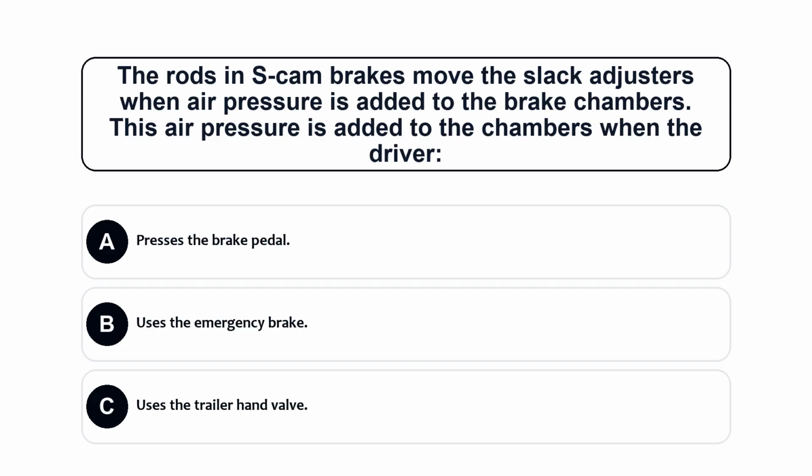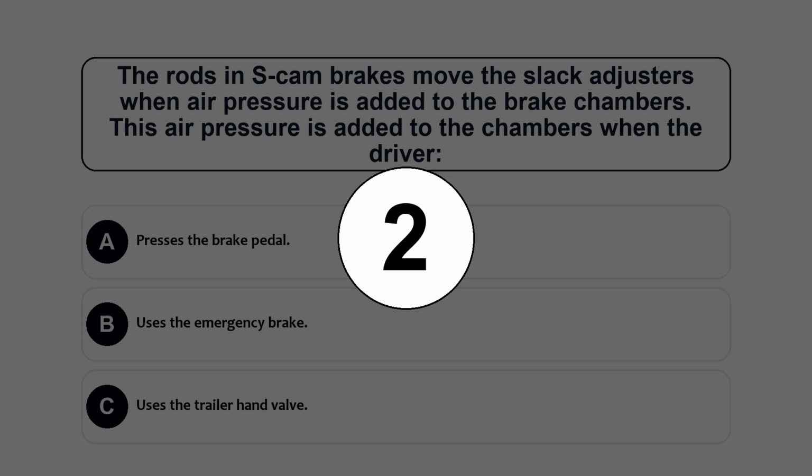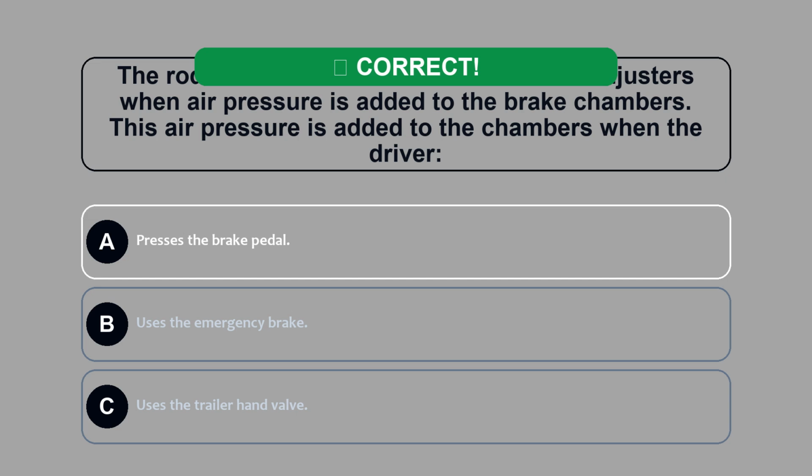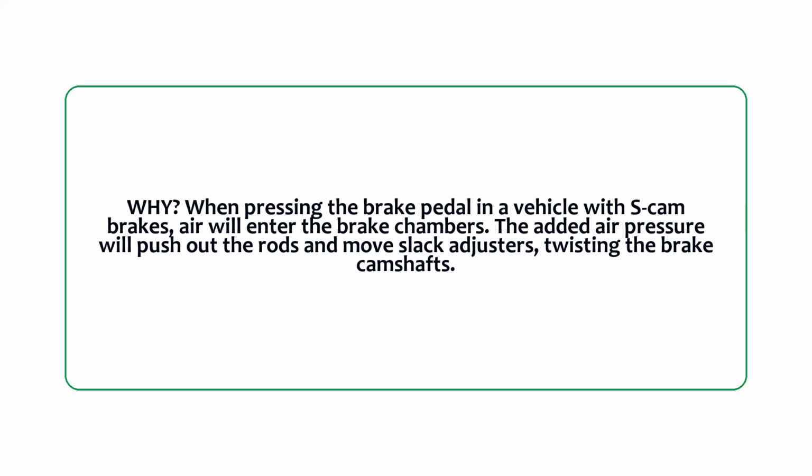Question 7. The rods in S-cam brakes move the slack adjusters when air pressure is added to the brake chambers. This air pressure is added to the chambers when the driver: Option A. Presses the brake pedal. Option B. Uses the emergency brake. Option C. Uses the trailer hand valve. The correct answer is option A. Presses the brake pedal. Explanation. When pressing the brake pedal in a vehicle with S-cam brakes, air will enter the brake chambers. The added air pressure will push out the rods and move slack adjusters, twisting the brake camshafts.